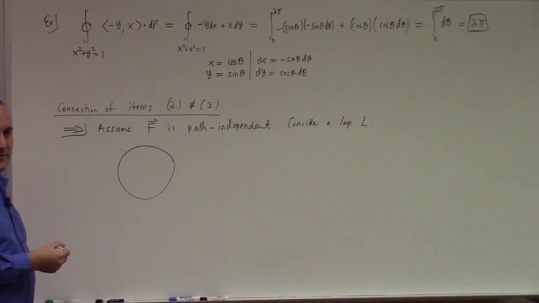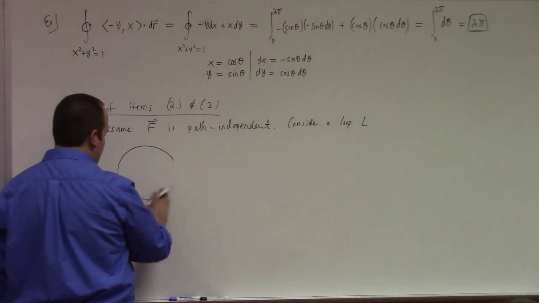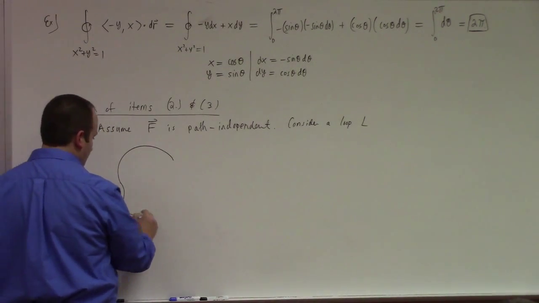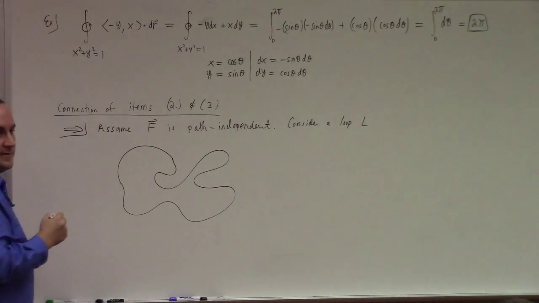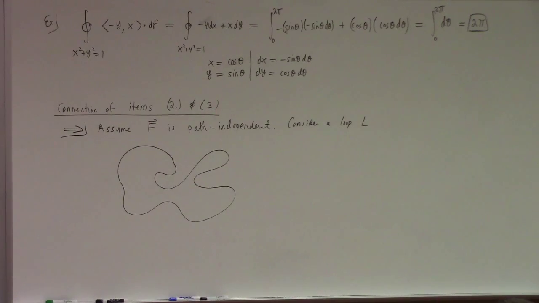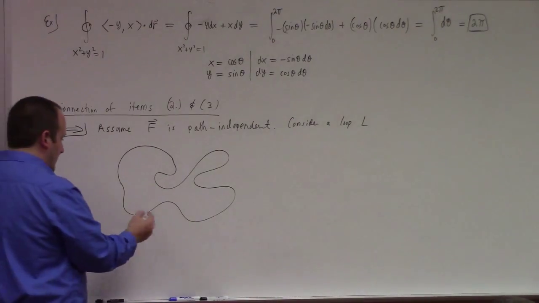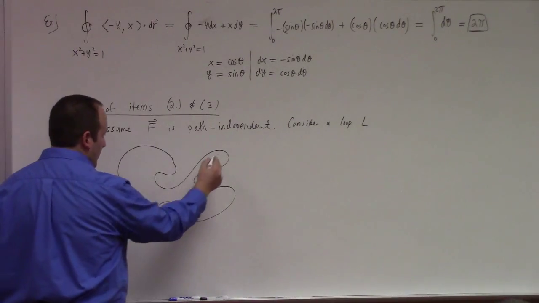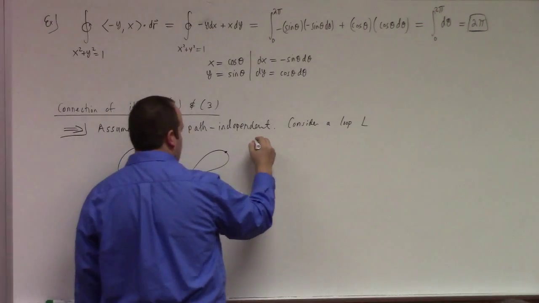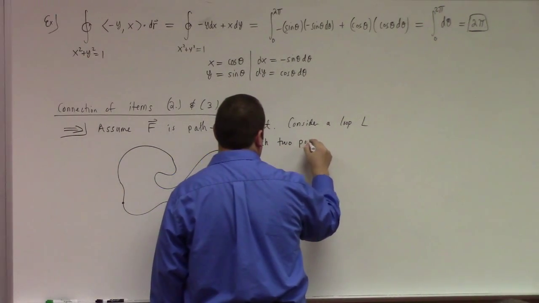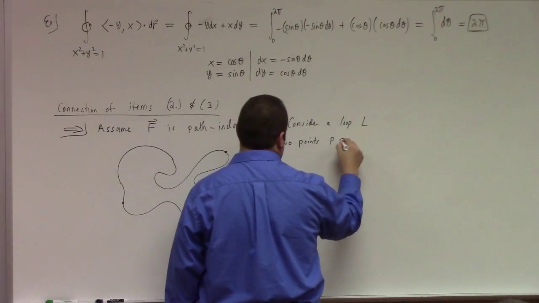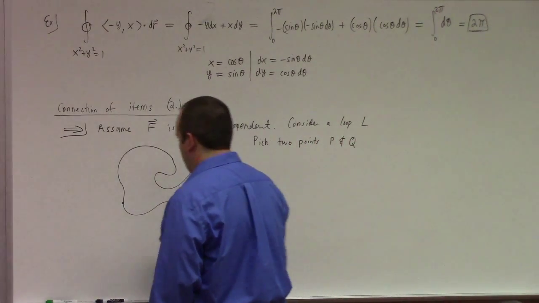It doesn't have to be a circle. A loop can look all kinds of ways, it could look like this, still a loop. A loop is just a closed curve that doesn't have a self-intersection, right? So you pick 2 points. Pick any 2 points you like on this loop. P and Q, right?